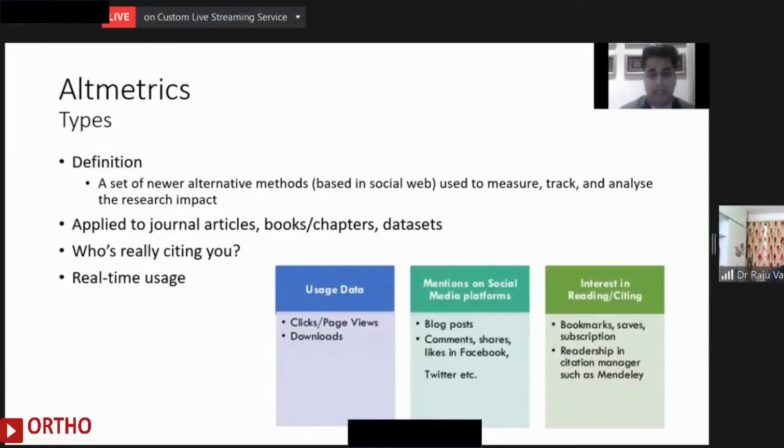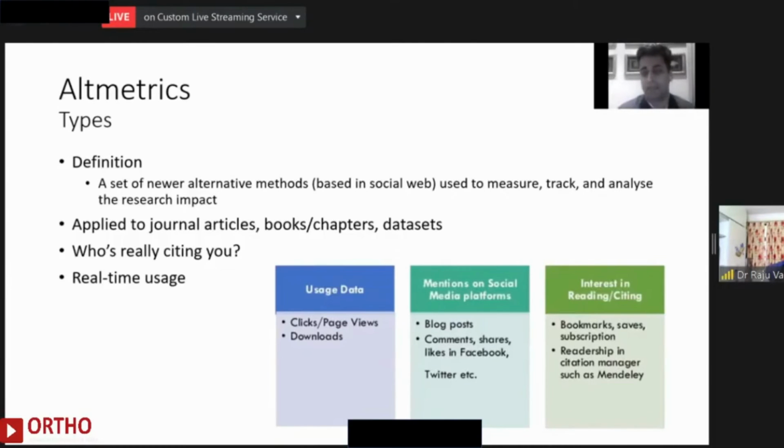And you want to see who's really actually reading or citing or talking about you, and that's real-time usage. This would depend upon not just what came out in scientific literature or in high-impact journals, but also how many times that the page was viewed online, how many downloads were taken for your article or for your author site, the blog post mentioning your article, the comments, shares, likes in Facebook, Twitter, and other social media platforms, and the interest that people had in their web search by sort of bookmarking that page or saving or subscribing. And these all would actually get together.